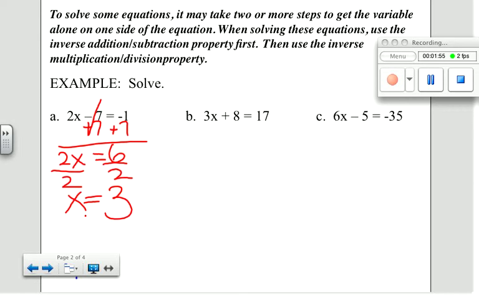We have 3x plus 8 equals 17. We have plus 8. That's our addition. So we need to undo it. The inverse of addition is subtraction. So we subtract 8 from both sides, because what we do to one side of the equation, we do to the other side of the equation. So 3x equals 9.